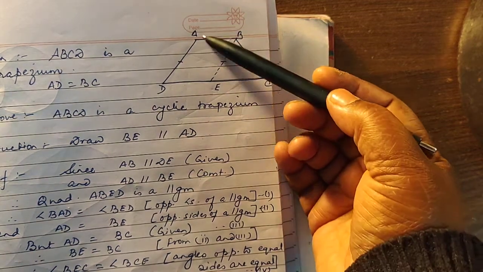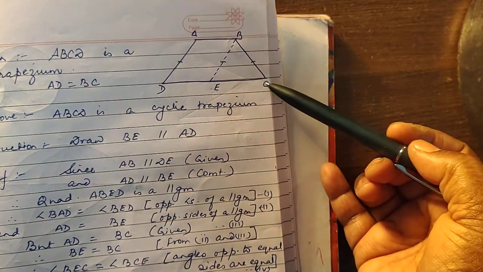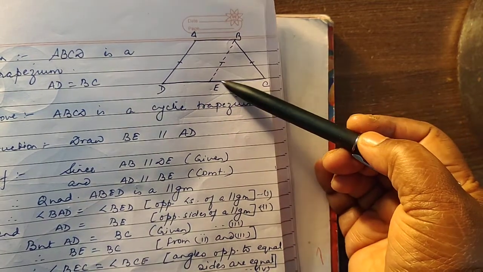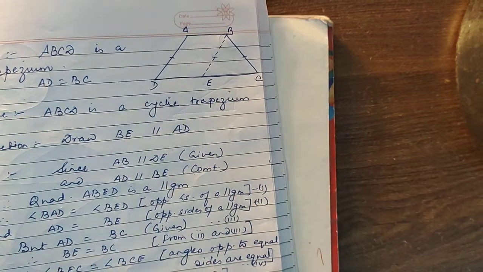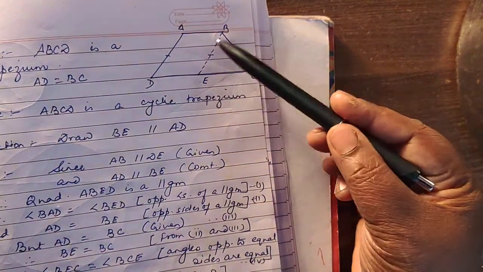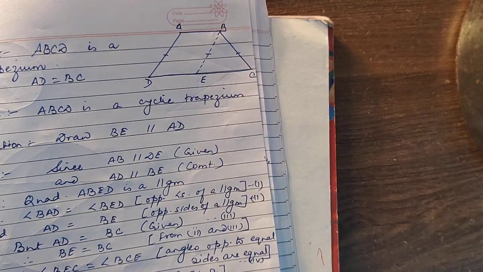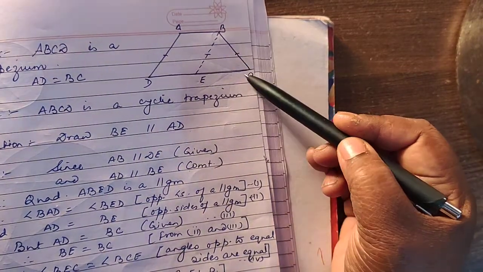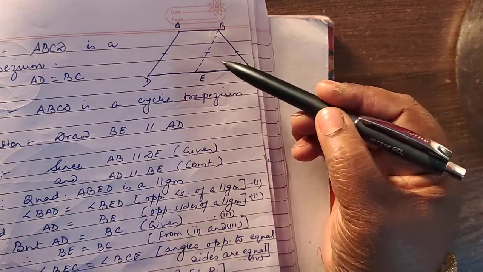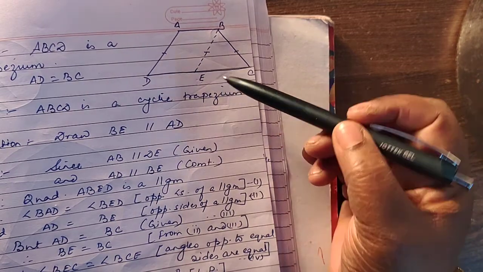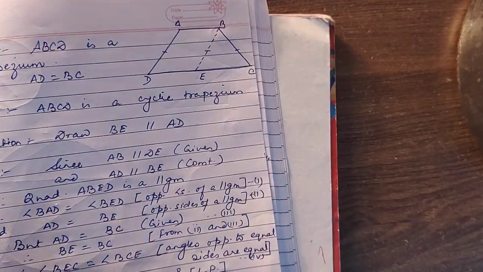But AD is equal to BC, this is given. So if AD equals BC and AD equals BE, then BE will be equal to BC. Now if in a triangle two sides are equal, the angles opposite to these two sides will also be equal. Therefore angle BEC will be equal to angle BCE. But what do you find here? That angle BEC plus angle BED equals 180 degrees, linear pair.